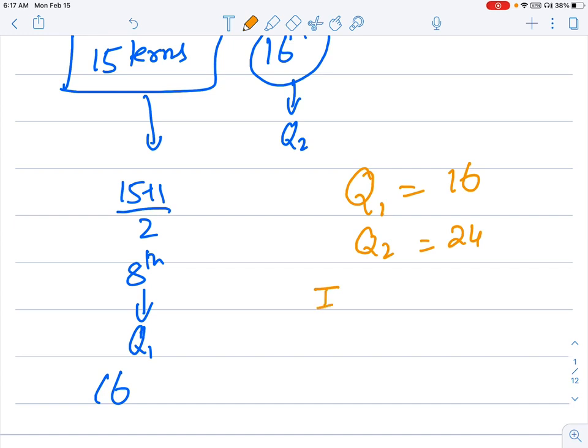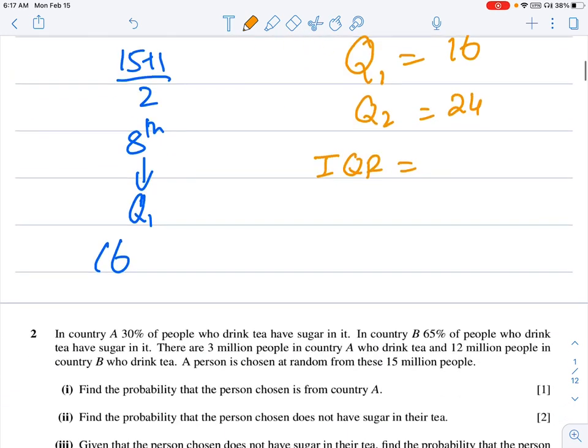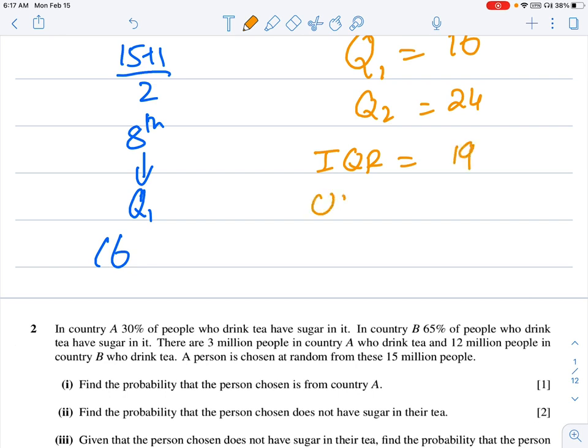Now he gave the interquartile range. Interquartile range is given as 19. Find the value of X. Interquartile range means upper quartile minus lower quartile is equal to 19. Upper quartile we don't know, which is Q3, minus lower quartile 16 is equal to 19. So upper quartile is equal to 35.